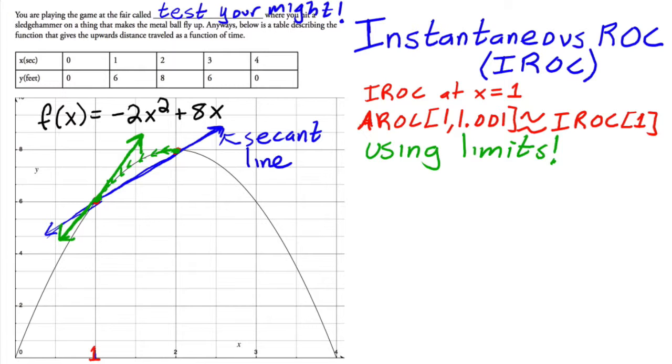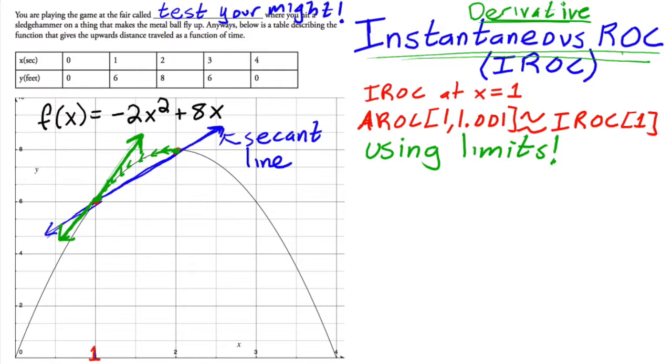So limits are the key to finding the slope of this tangent line right here, also called the instantaneous rate of change, and also called the derivative. Those three things are exactly the same thing. We're going to be talking a lot about those in the near future. But for now, just remember the derivative at a point, the instantaneous rate of change at a point, and the slope of the tangent line at a point are exactly the same thing.